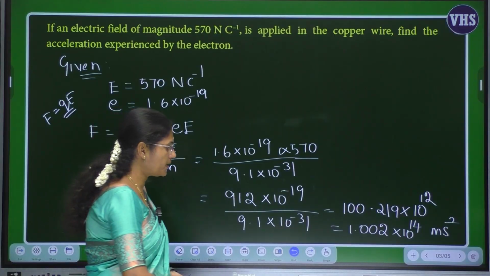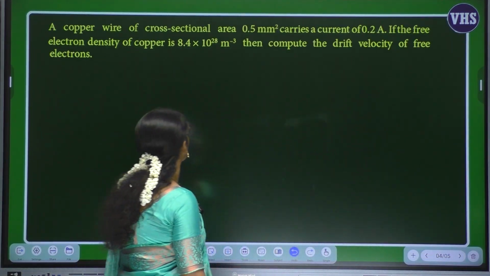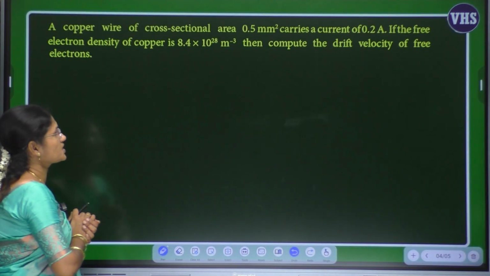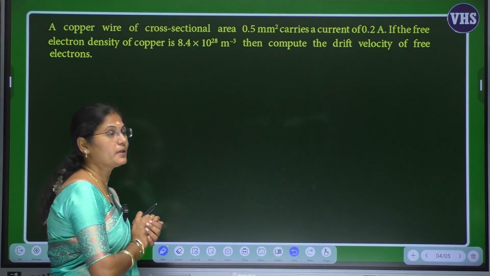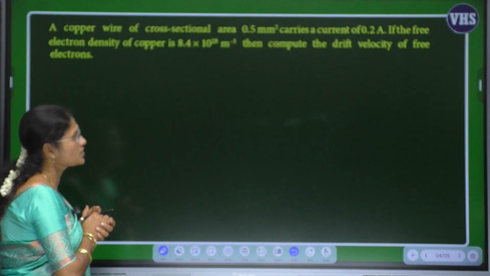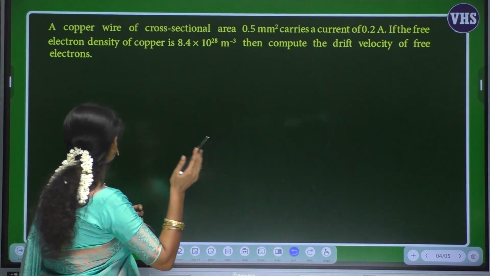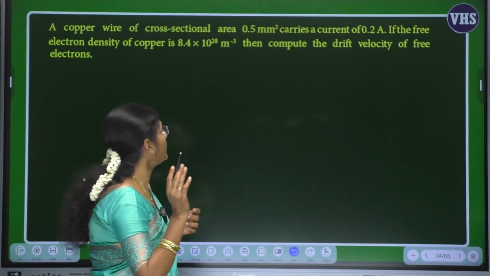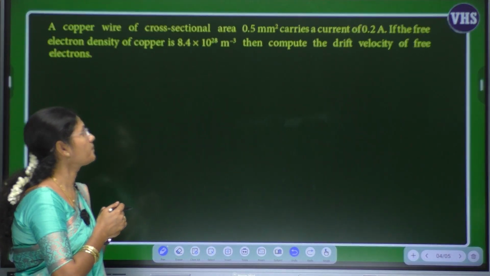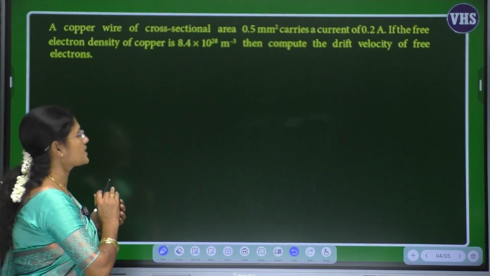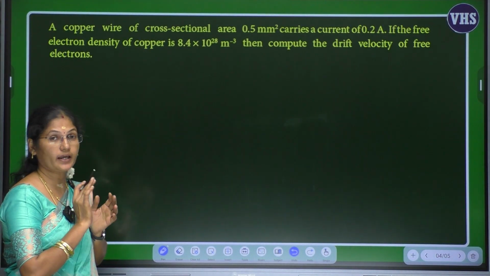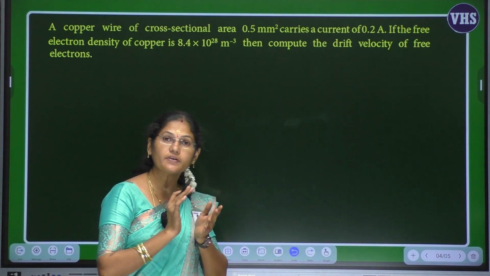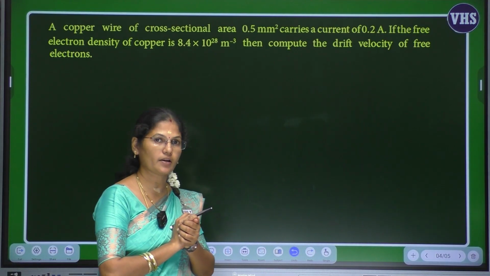Okay, so next problem. A copper wire of cross-sectional area 0.5 millimeter square carries a current of 0.2 amps. If the free electron density of copper is 8.4 into 10 to the power of 28 meter power minus 3, then compute the drift velocity of the free electrons. Okay, என்ன ஃபைண்ட் பண்ண சொல்லிருக்காங்க அப்படின்னா drift velocity வந்து ஃபைண்ட் பண்ணணும், that is VD ஓட வேல்யூ.